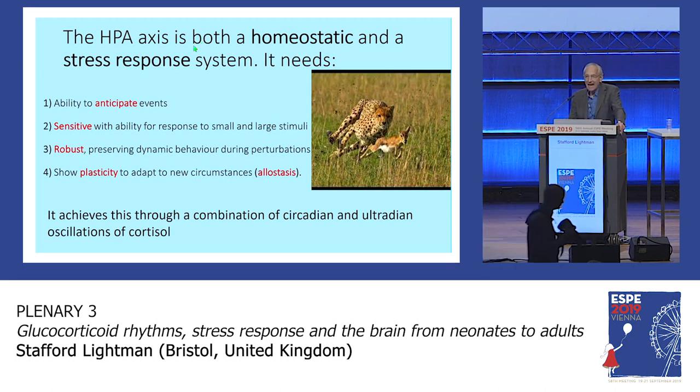It needs to be able to anticipate events. It's an anticipatory hormone. It needs to go up before it's needed, so it needs to be able to anticipate when it's going to be needed. It needs to be very sensitive. It's got to respond to both small and to large stimuli. It's got to be robust. It's got to preserve its dynamic behavior during perturbations, during stressful situations. And it's also got to show plasticity so that it can adapt to different circumstances, which some people call allostasis.